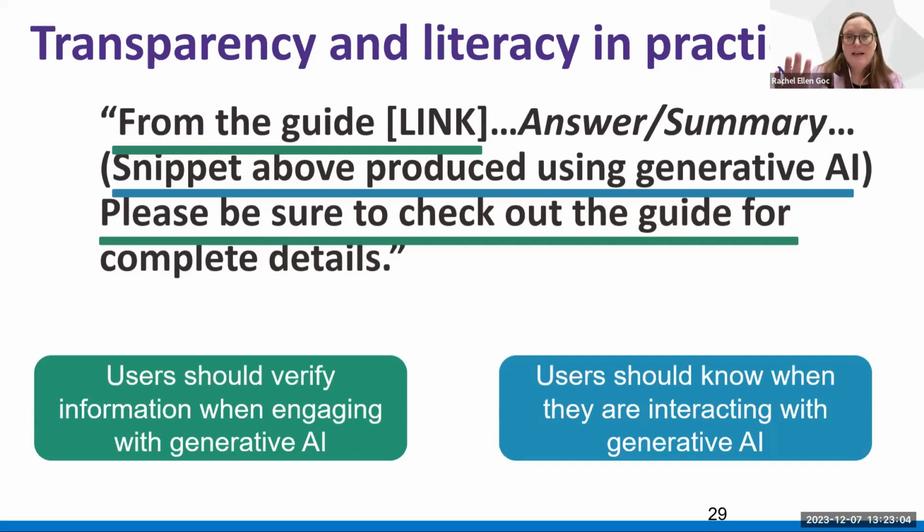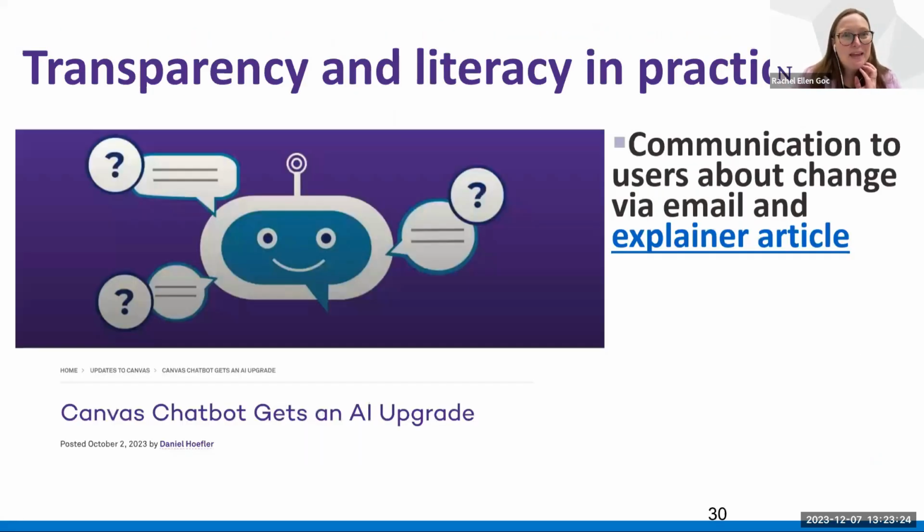We also have decided that we think users should know when they are interacting with our generative AI component. And therefore, we have this line here that says the snippet above was produced using generative AI. So these are 2 examples of how those guiding principles I mentioned earlier are informing the exact words that users are seeing when interacting with our chatbot. Next slide. Again, we also are trying to increase transparency and literacy through regular communications, explainer articles, email campaigns. We've done this before with the chatbot, and we will continue to do so for the future.